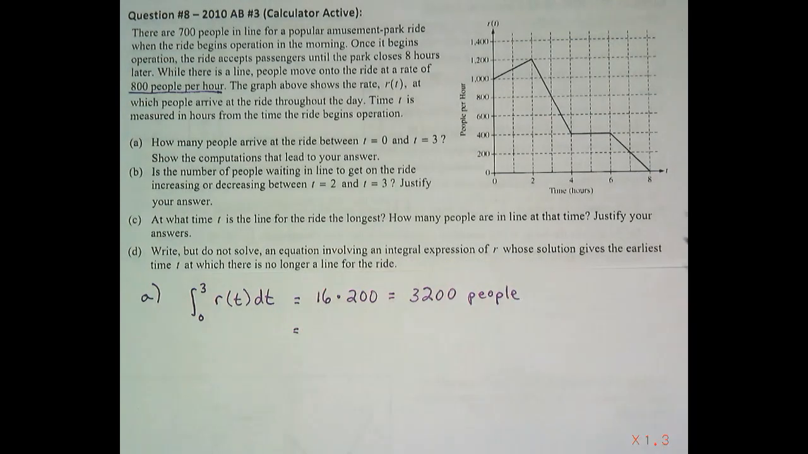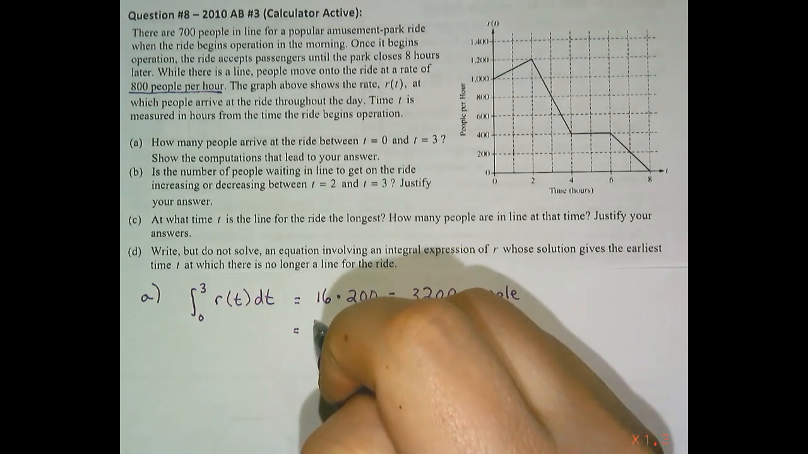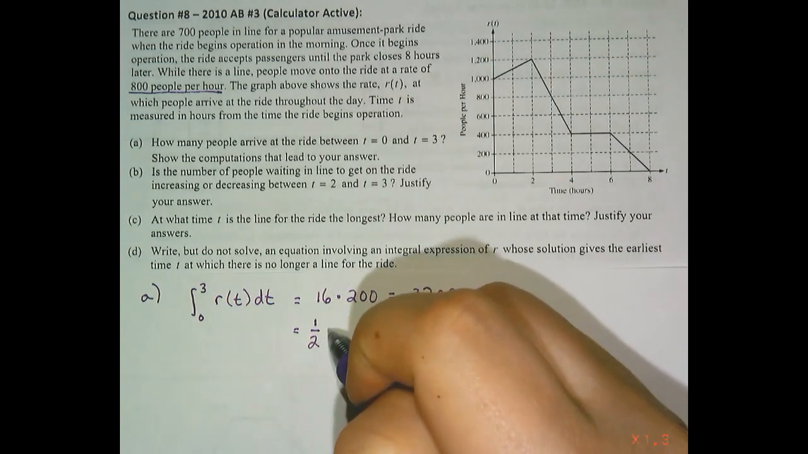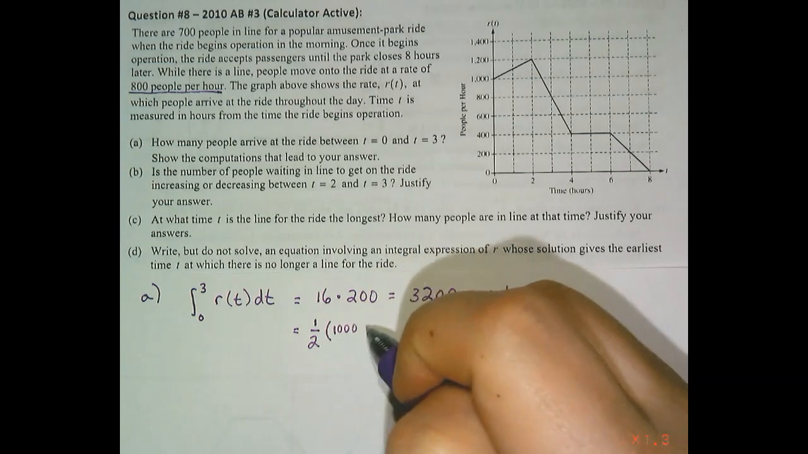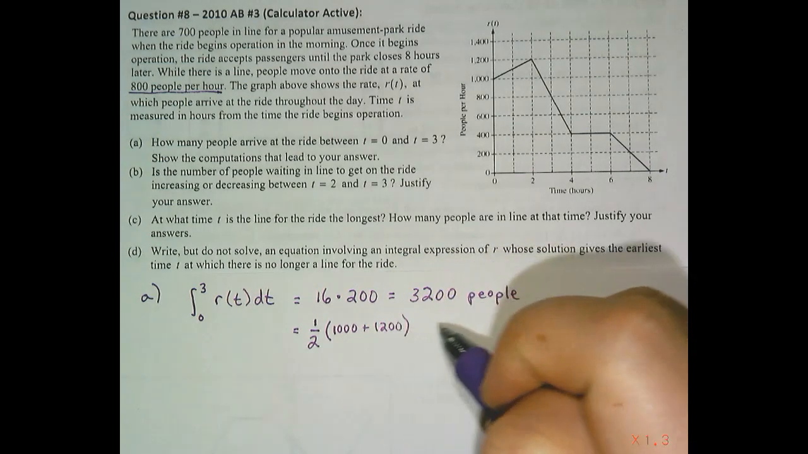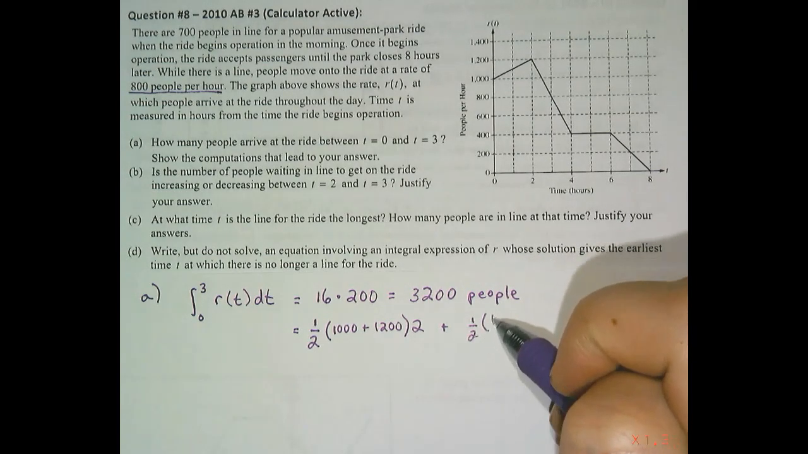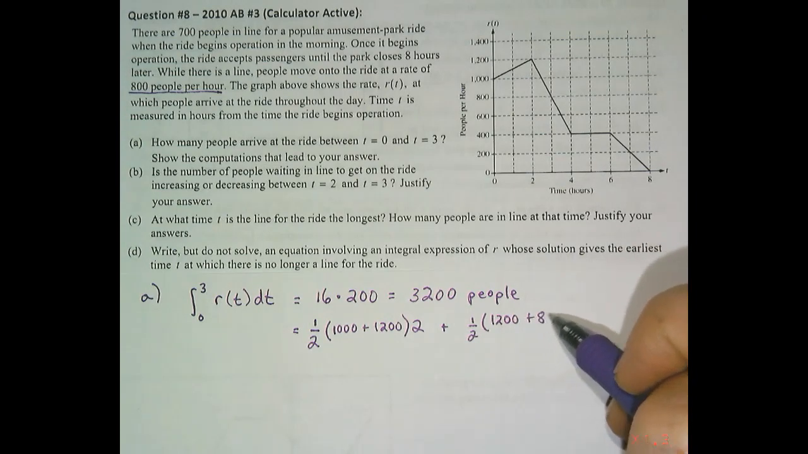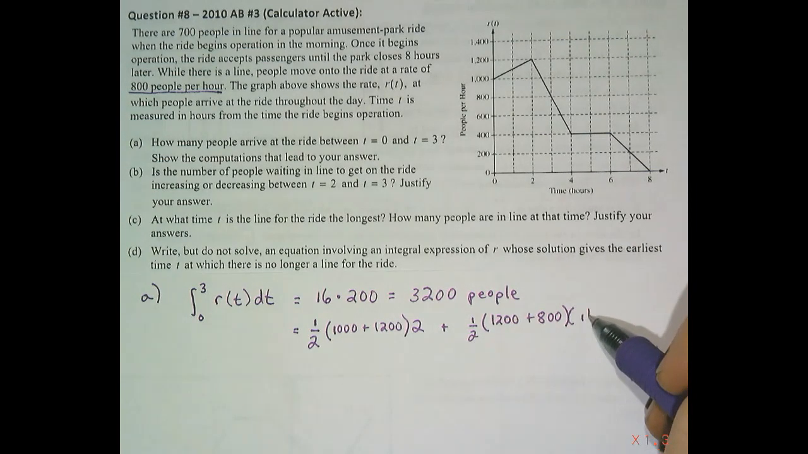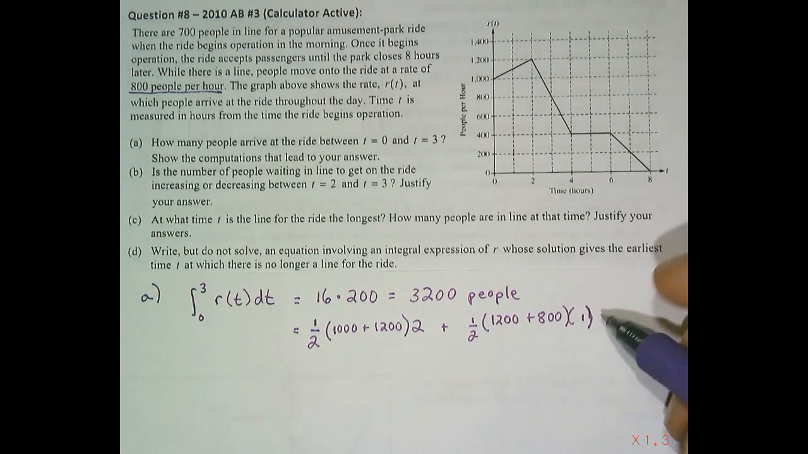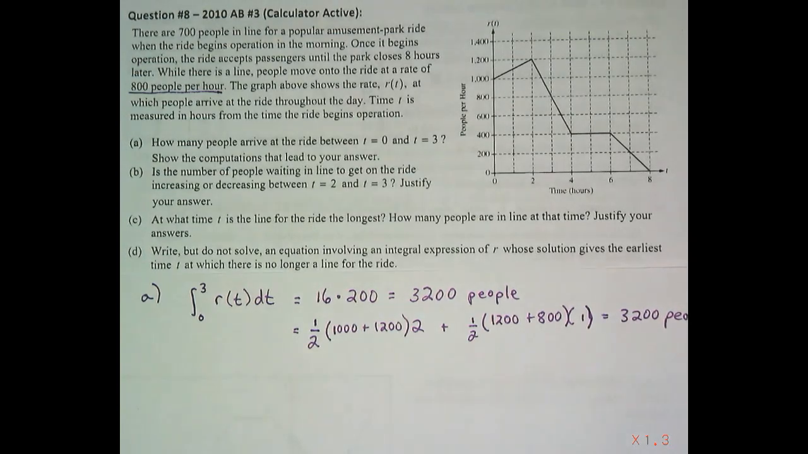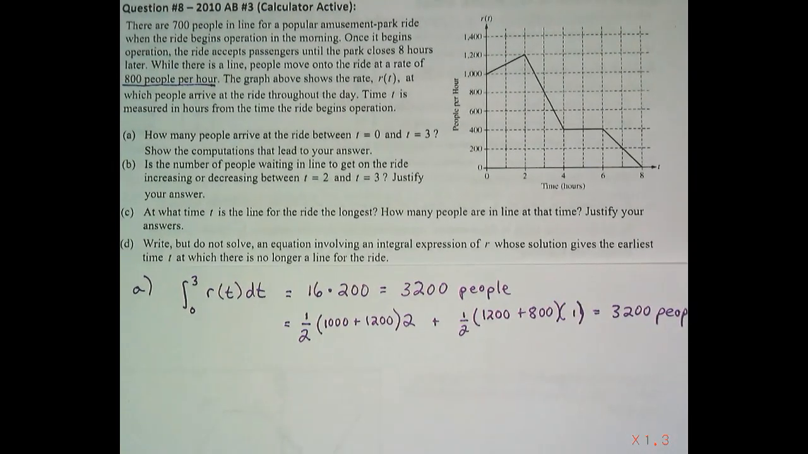Another person might break it down into a trapezoid plus another trapezoid. So if you're in favor of the trapezoids, our first trapezoid is 1,000 on the left and 1,200 on the right with a width of 2 units. And our second trapezoid is 1,200 on the left and 800 on the right with a width of 1 unit. Now, both of these approaches yield the same answer of 3,200 people. So there are, of course, probably other ways we could break up the space into rectangles and triangles, but this gets us there.